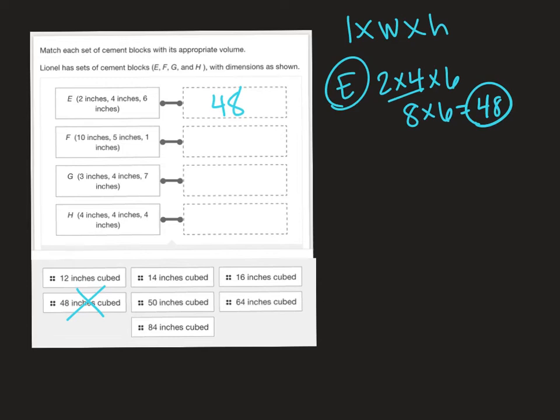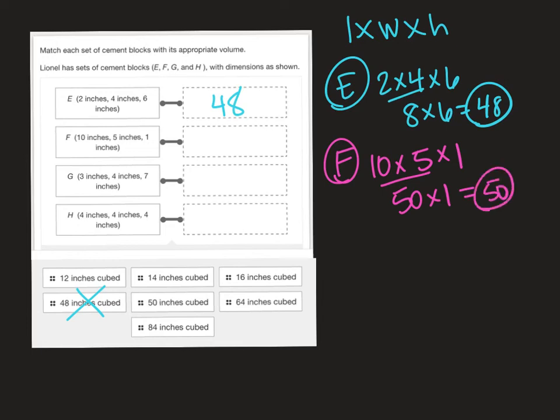All right, next one, let me grab a color. F says 10 times 5 times 1. So 10 times 5 is 50. 50 times 1 is still 50. So that means 50 is going to go here. Mark that out.